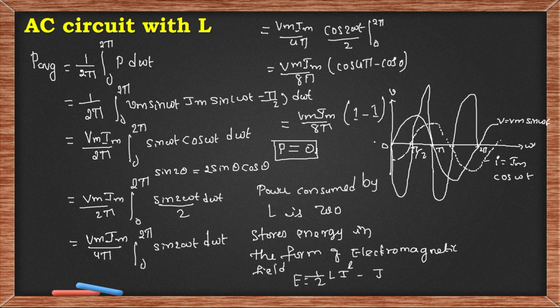Let us consider the instant 0 to pi, only a half cycle here. In this half cycle, we can see that the power lobe I am getting here is negative, and this is the positive lobe. So the average value over the cycle is 0. This is all about a pure inductor in the AC circuit. Thank you for watching.